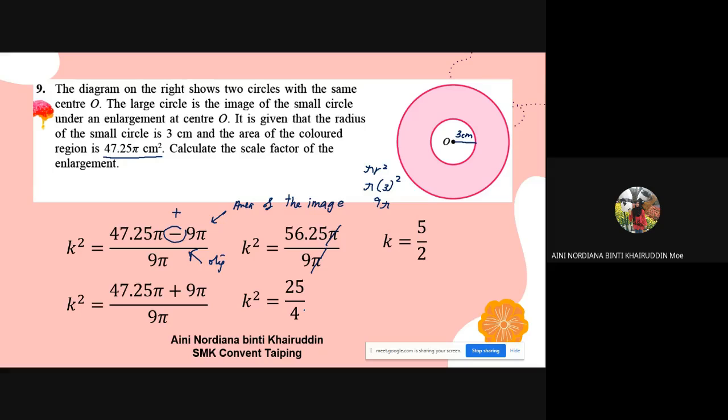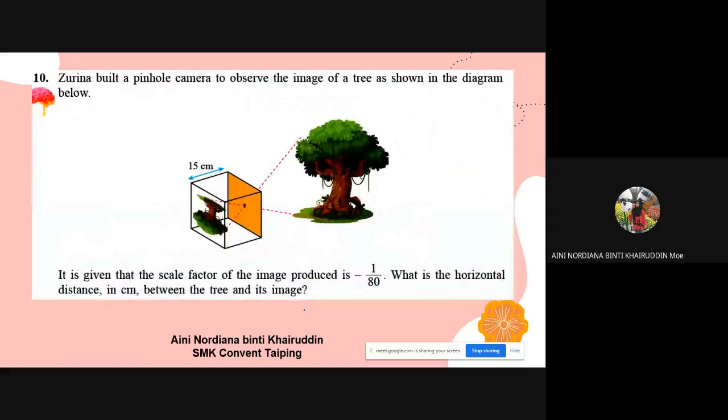Can you, teacher? Okay. Teacher, my working is not like this, but I got the same answer. What do you do? Teacher, I find the area of the object, 9π, and I find the area of the image. I add both of them directly. I didn't do one by one. Can. Okay, teacher. Alright. Question number 10.